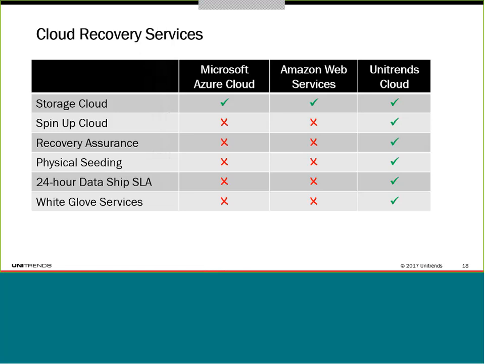And on the flip side, we can do a 24-hour data ship. So let's say your data center gets wiped out in a flood or in a fire, and you need to recover all of that data. We guarantee to ship you media within 24 hours that would have all of your recovery files, so that we don't have to depend on WAN speeds in order to restore your data center.